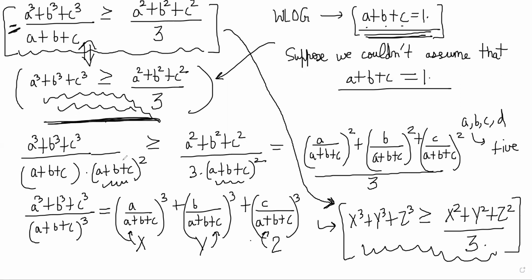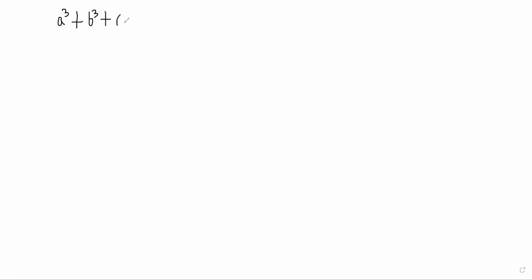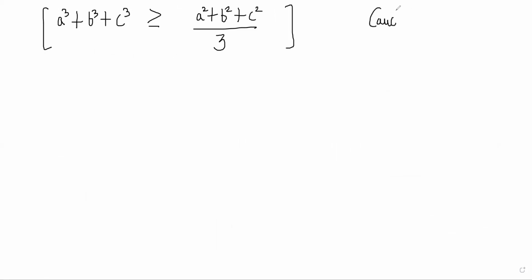So now our job has been further simplified, and now our job is this: prove that a³ + b³ + c³ is greater than or equal to (a² + b² + c²) by 3, right? Great. So now I will employ the Cauchy-Schwarz inequality to prove this. Proof by Cauchy-Schwarz. So how do I do that? So let's prove a more general case, right? What I want to show you is the proof of this inequality.